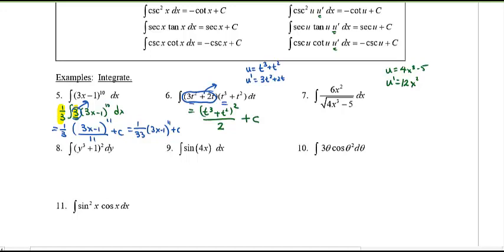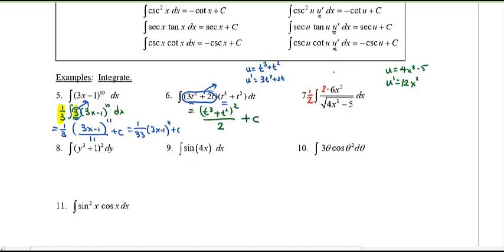Do we see 12x squared anywhere? Oh, I'm sorry, we don't. But we do see 6x squared. So how can I get a 12? Well, I hope you can see that 6 times 2 will give me 12, right? 2 times 6, that's 12. But wait, I can't just go ahead and plug in a 2. I've changed the value of the expression. So to balance that out, I better put a 1 half in front.